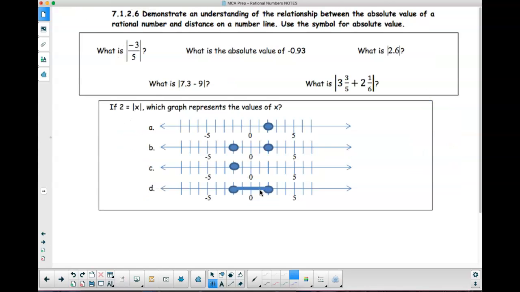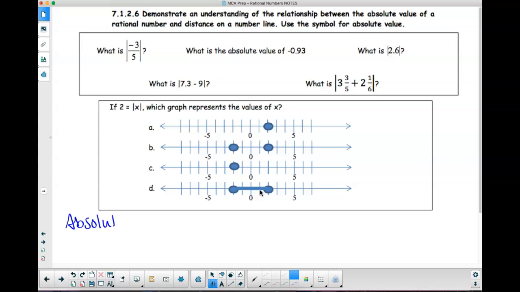Okay. Then we have to remember this. Do you remember what these lines mean? Anybody remember what those two vertical lines mean around a number? If you read above it, then you might. Absolute value. It says, demonstrate an understanding of the relationship between the absolute value of a number and the distance on a number line. Okay? So, these symbols, those vertical lines, mean absolute value. Anybody remember what absolute value means?